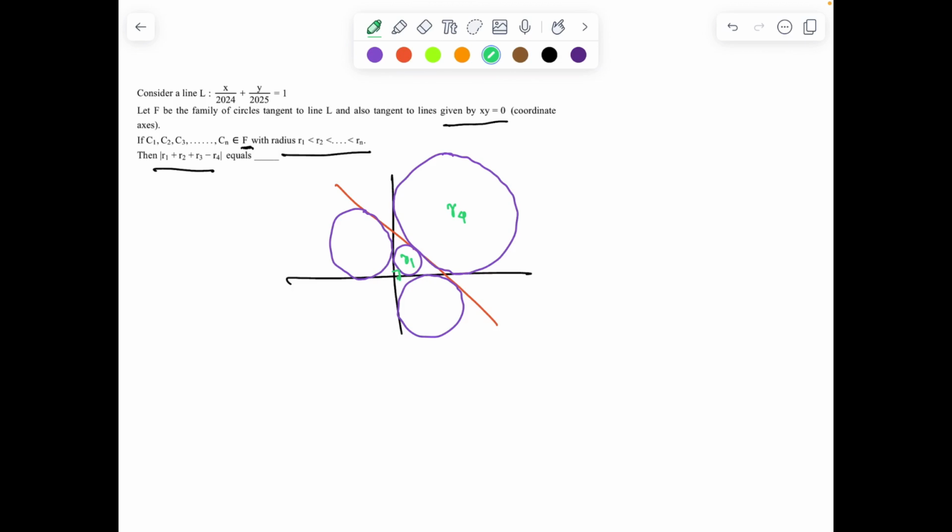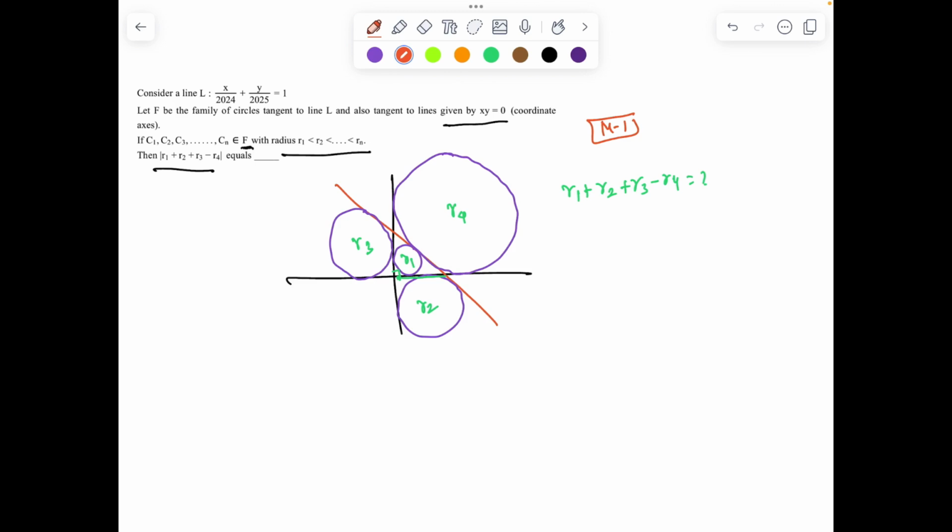Now out of R2, R3, again, since this side length is 2024 and this is going to be 2025 on the y-axis, this will be more. So, right, we have R1, R2, R3 and R4, and now we need to find the value of R1 plus R2 plus R3 minus R4. So that's our target. I'll give you multiple methods of solving this problem.